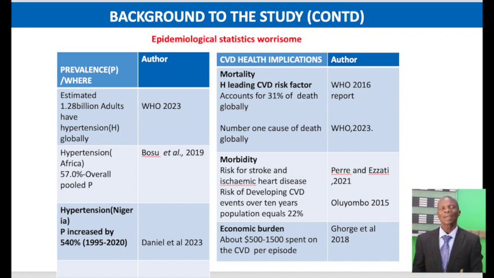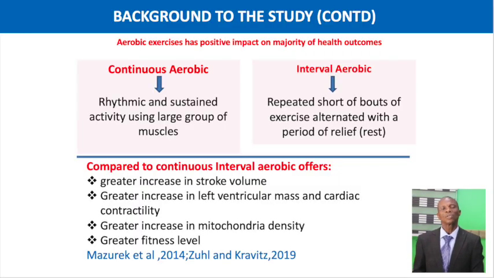Now, management can take different approaches. One of the management approaches has been through medication, but it can also be through diet or counseling, or in some cases, maybe surgery. And aerobic exercise is effective in attenuating cardiometabolic risk. It can take the form of continuous aerobic exercise or interval aerobic exercise. Continuous aerobic exercise refers to rhythmic and sustained activity using large groups of muscles, while interval aerobic exercise refers to short bouts of exercise interspersed with rest or relief.